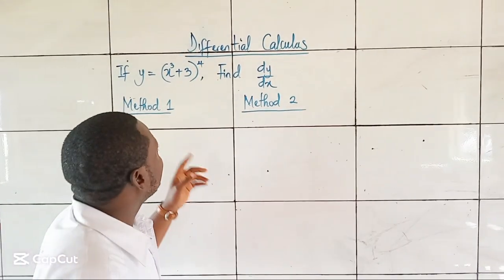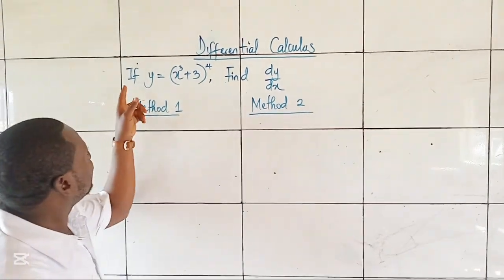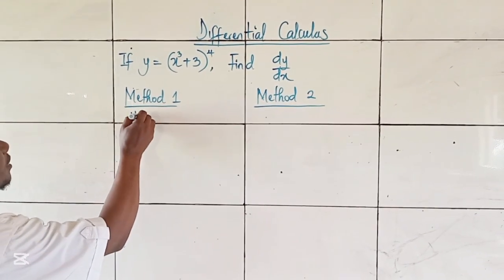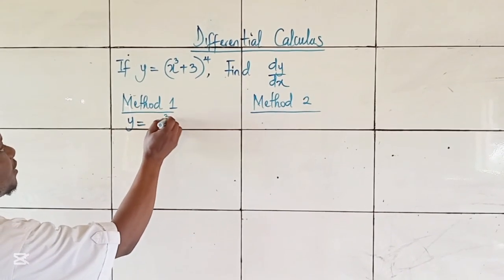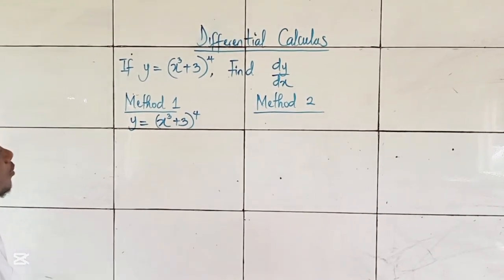Hello students, today we are going to tackle a question on differential calculus. So let me start with the first method. We start by writing the question: y equals (x^3 + 3)^4.